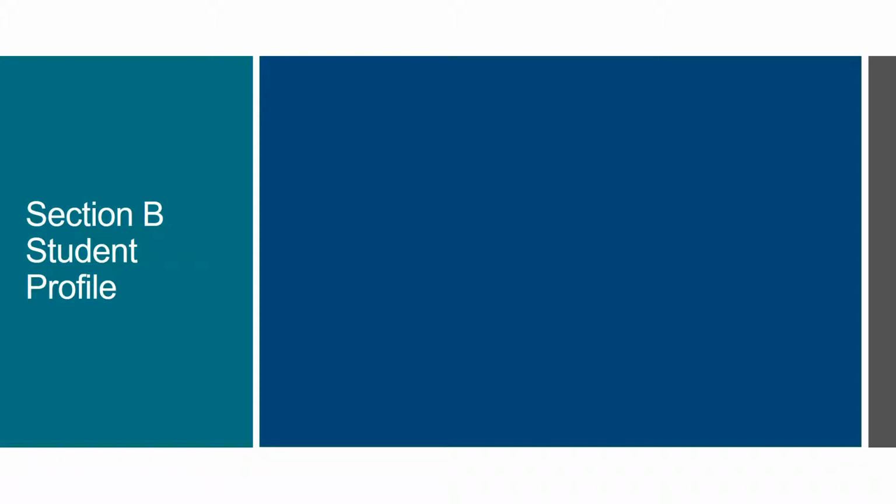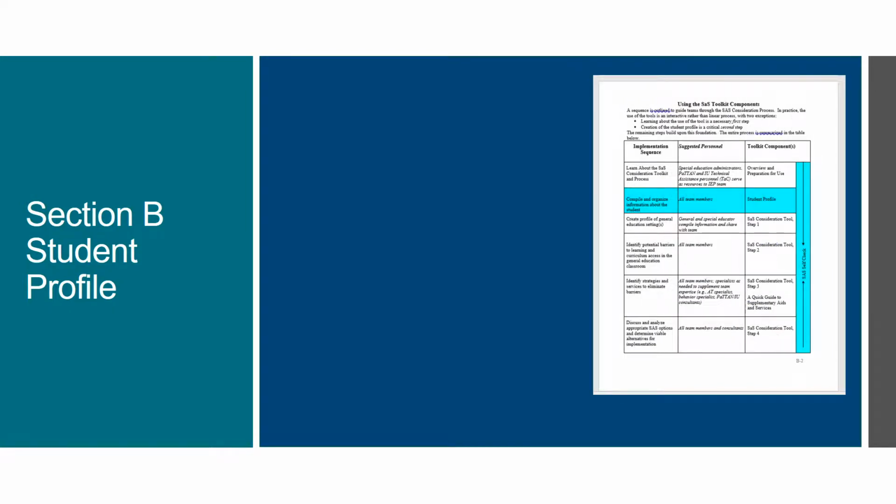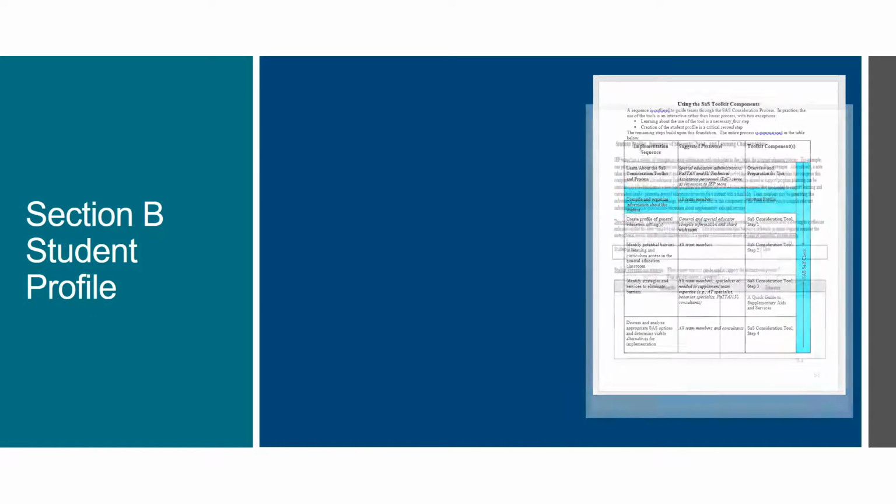So if you emphasize anything, you want to emphasize this as the facilitator as part of the process with this Section B. Again, you see it looks similar on that title page, Section B, Component B, and it's really that student summary. We're going to look at the strengths, what the student can do, and what their learning characteristics are. Now we've moved down a block into that second row, and it tells you a little bit about this Section B student profile.